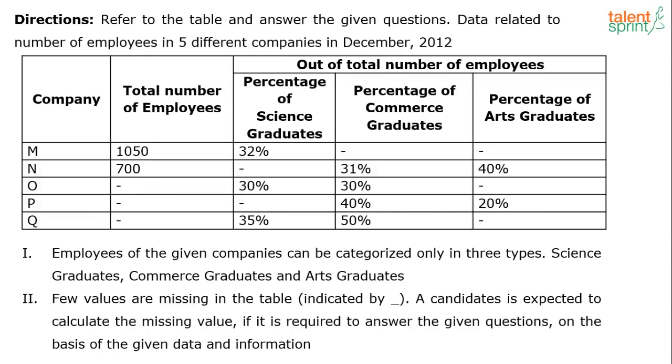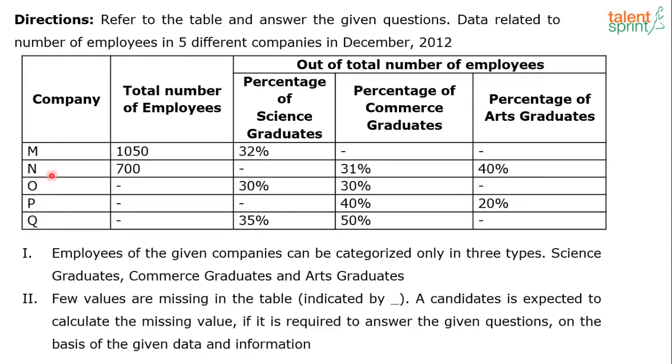Got it? Alright, so I hope all of you have read and understood the data. Let's look at the data quickly and then proceed with the questions. So here we go. See what it says. Refer to the table and answer the given questions. The data here is related to number of employees in 5 different companies in December 2012. So it's talking about 5 different companies here: M, N, O, P, Q.